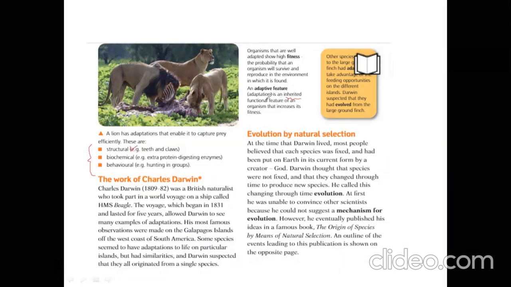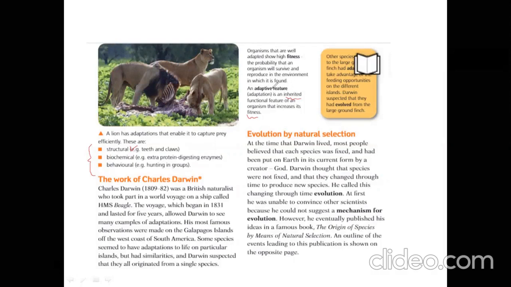And functional features means these characteristics are working, they help the organism. Right? These are functional characteristics of an organism that increase the fitness of an organism. These are functional and can help them to live in a specific environment. Am I clear? So organisms that are well adapted show high fitness, the probability that an organism will survive and reproduce in the environment in which it is found.